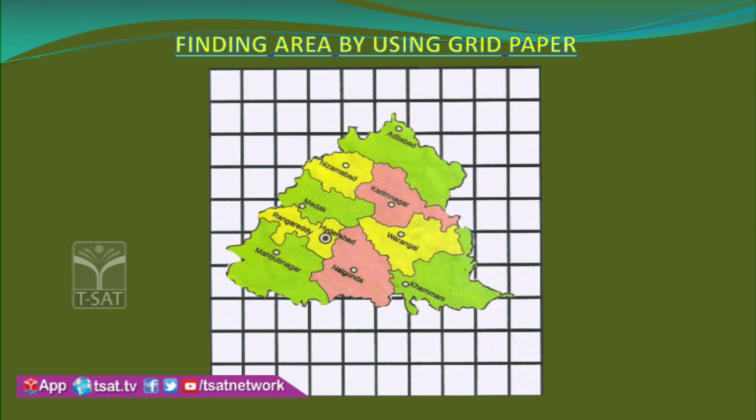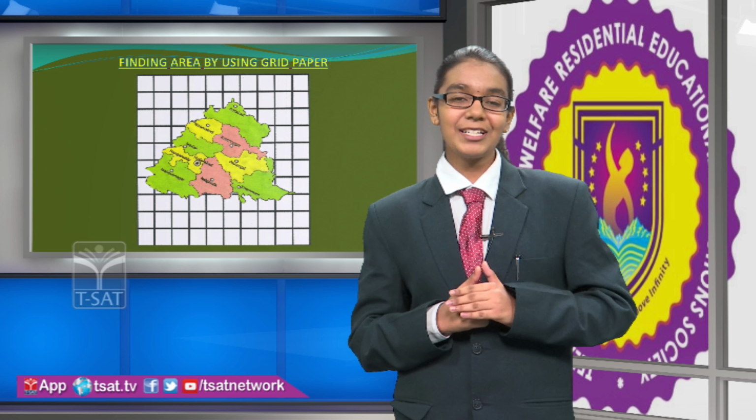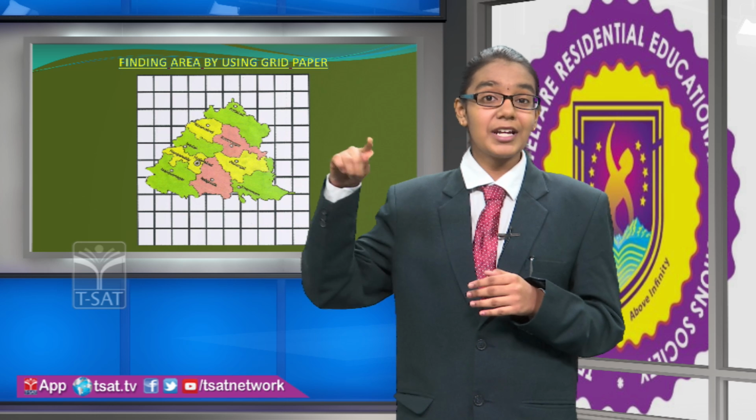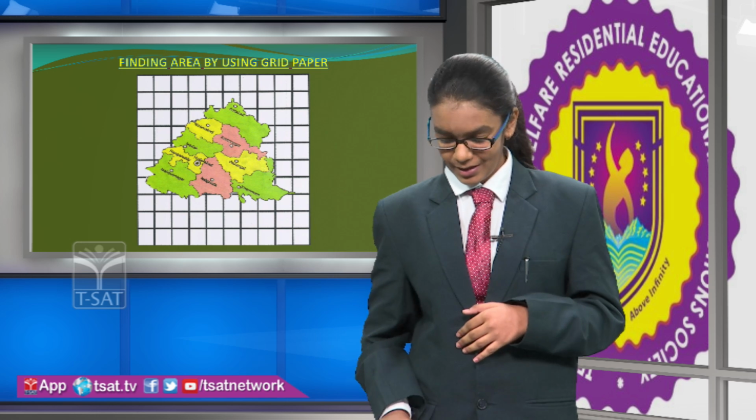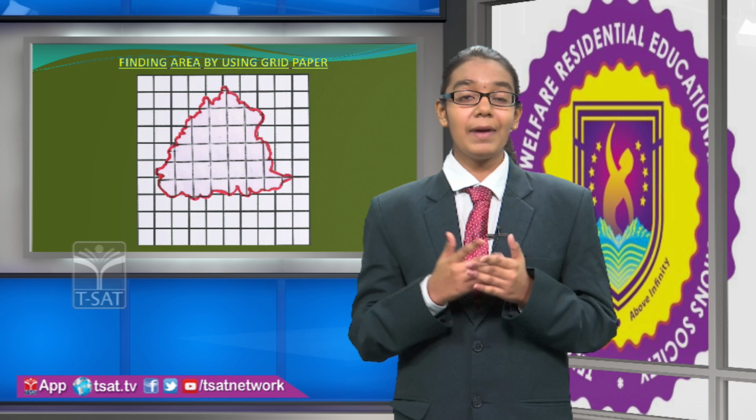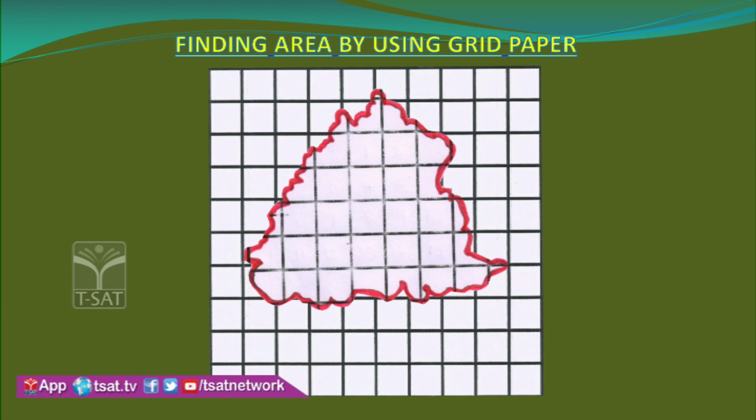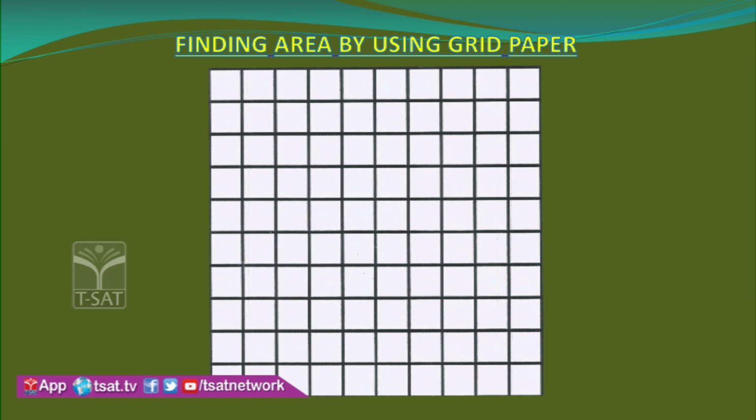Now let's find out the area of the Telangana map by using grid paper. As we already know, the primary and fundamental step is to trace the outline of the figure on grid paper. Before, it said Telangana map, and now this is the outline map of Telangana. Now observe that outline map. How many full squares does it occupy? It occupies 17 full squares.